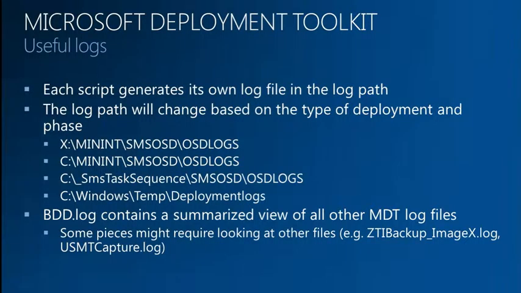For example, when there are no disk partitions on a disk, we'll put it on X in the RAM drive. We then move it across to the C drive so it survives during the deployment process when the RAM drive in WinPE closes down. So it's generally much easier to find. If I'm in WinPE, I'll go to X mini-nt SMS OSD OSD logs. If I have a C drive, I go there.